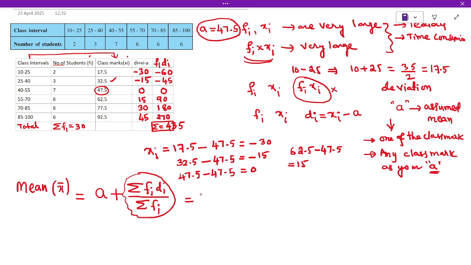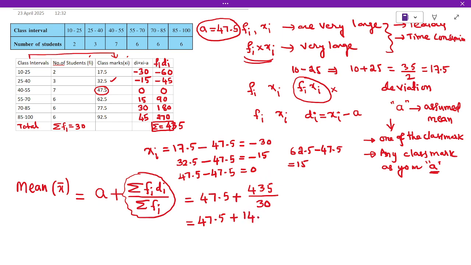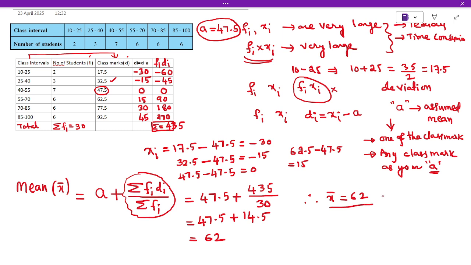Okay, so here 47.5 plus 435 divided by 30. If you do this calculation, this will be equal to 47.5 plus 14.5. If you take the sum, the sum will be 62. So therefore your mean x bar is equal to 62. If you see, we got the same number as from the direct method.